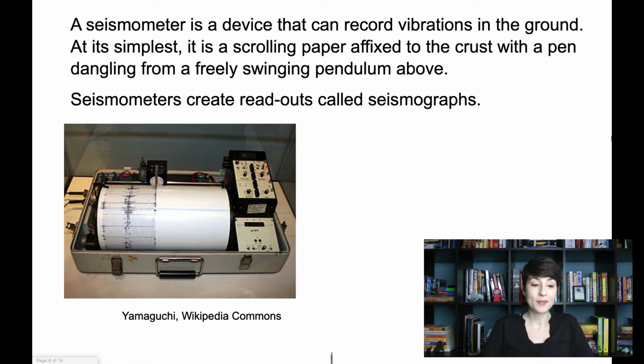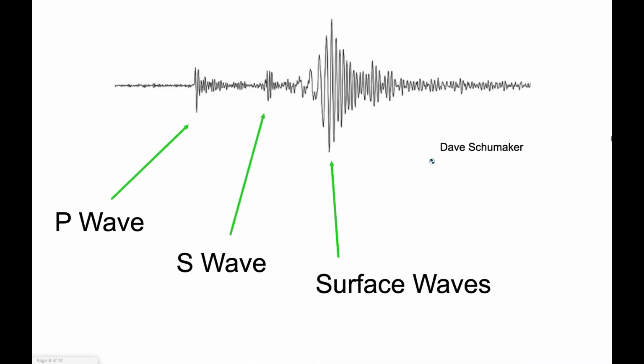A seismometer is a device that can record vibrations in the ground. At its simplest, we can imagine it as a scrolling piece of paper that's fixed to Earth's crust with a freely dangling pen on top. The pen stays still, but the scrolling piece of paper can move when an earthquake is nearby, resulting in a whole bunch of squiggles on the piece of paper. Here's an example of what a seismograph might record.